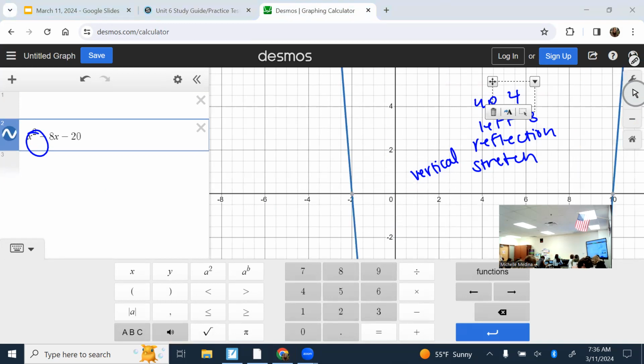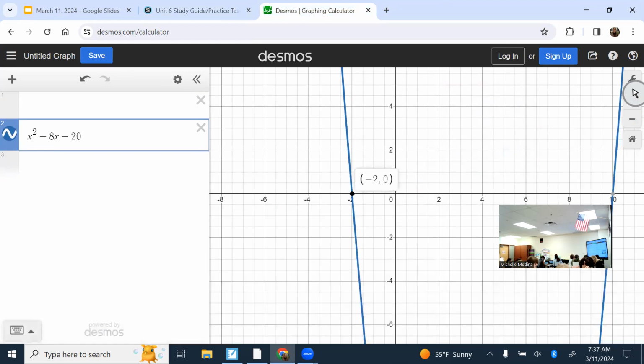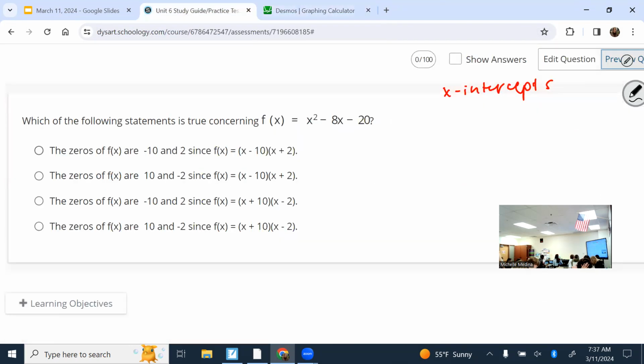And let me just make sure I typed it in right. That's what you should always go back and double check too when you take your test. But it looks like my zeros are -2 and +10. Now with this question, that narrows me down to two options. -2 and +10. It narrows me down to these two. They both say the correct zeros. What's different is that it gives us two different factor forms, which we learned in this unit how to easily tell the zeros from the factor form.